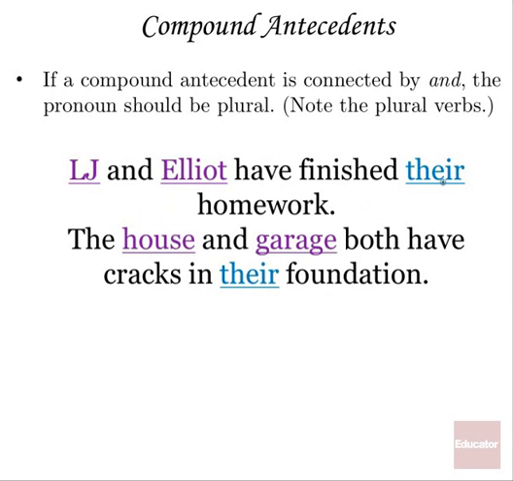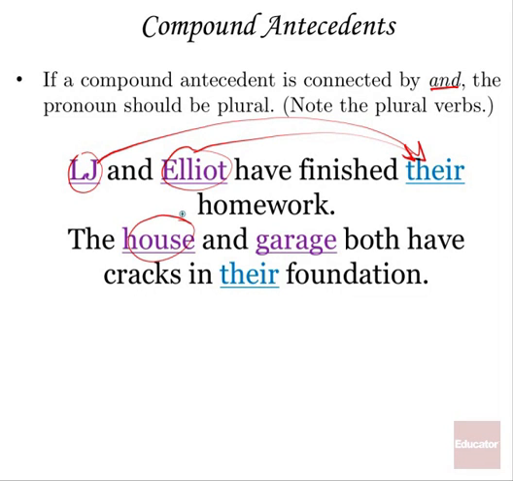If a compound antecedent is connected by and, the pronoun is plural. Note that it also gets a plural verb in these cases. "LJ and Elliot have finished their homework." Our antecedents are LJ and Elliot. There's two of them, obviously, so we get the plural pronoun their. "The house and garage both have cracks in their foundation." Once again, house and garage, compound antecedent, so we get a plural pronoun.